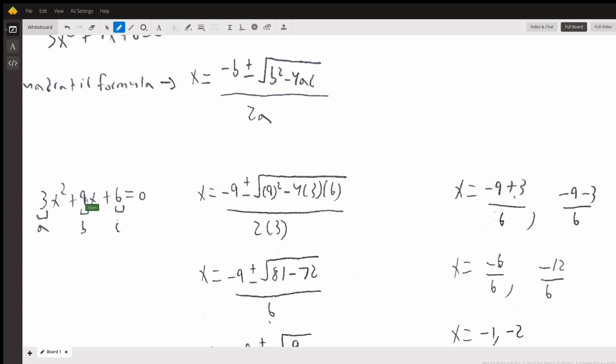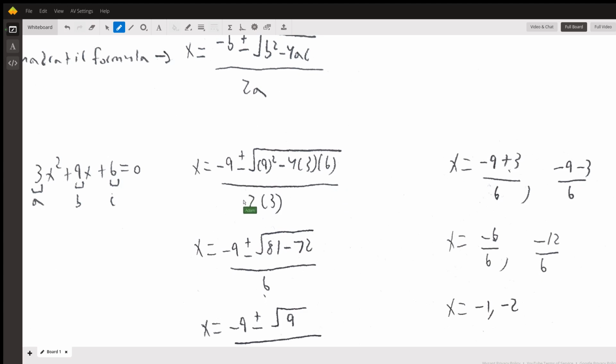B is 9. So here in the beginning, we have a negative b, so we'll have a negative 9. And then we have b squared, so it'll be 9 squared. And then lastly, c, which is going to be 6. And it just shows up here at the end, the negative 4ac. So we'll have the c being a 6 over there.